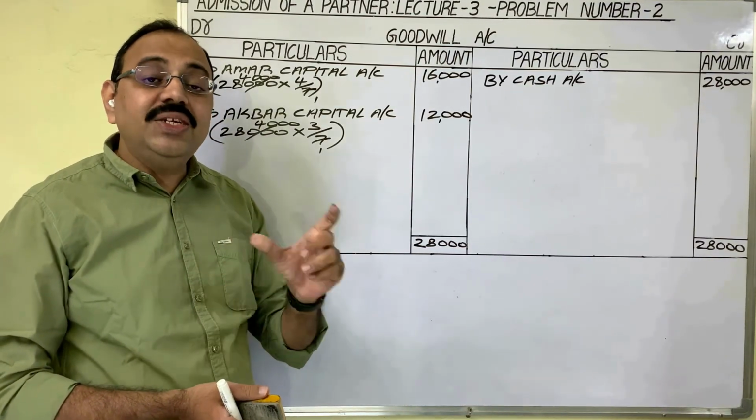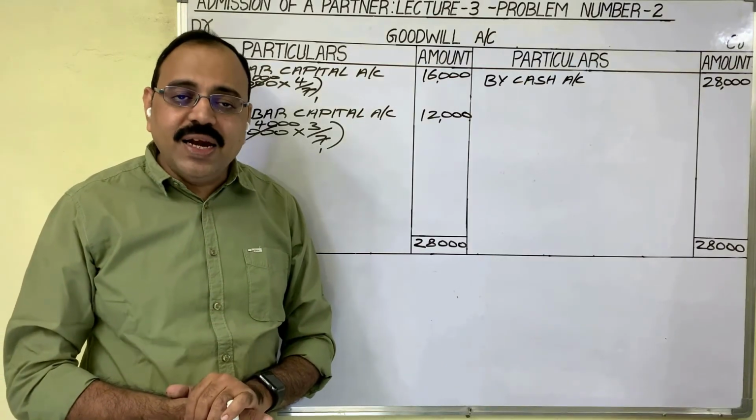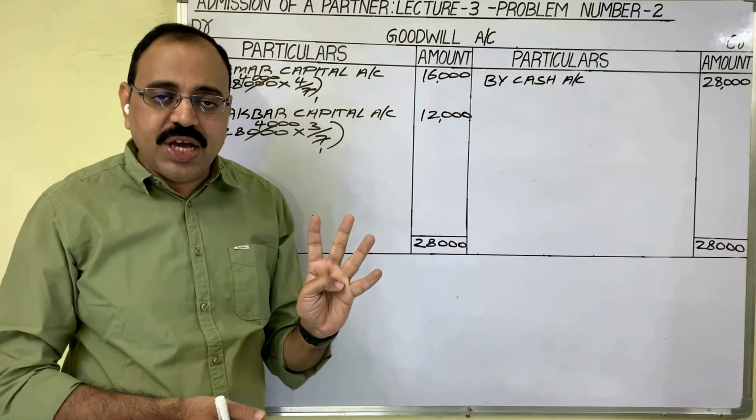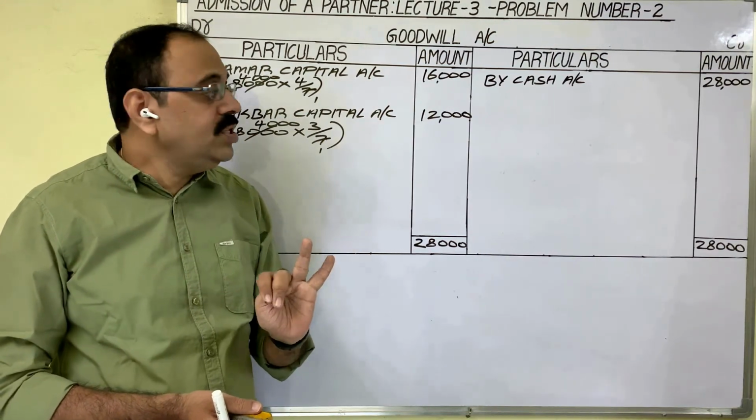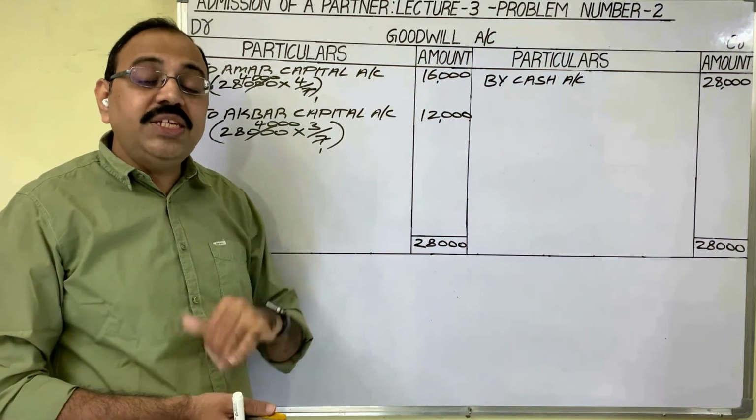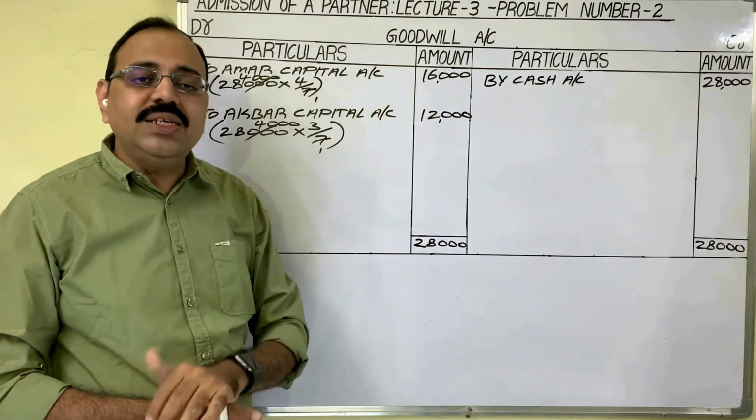With this, the ledger is completed. In the ledger, we prepared the revaluation account, the capital accounts of all the partners, the cash account and the goodwill account. Next, we have to prepare the new balance sheet.